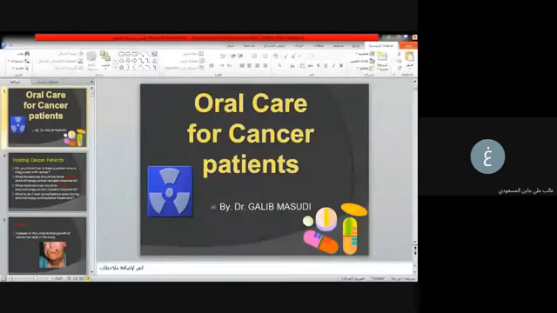If a removable prosthesis is worn, make sure that it is clean and well adapted to the tissue. Instruct the patient not to wear the prosthesis during treatment, if possible, or at least not to wear it at night.